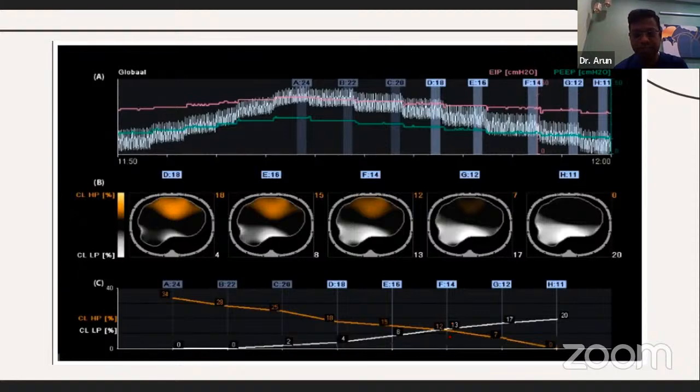So for this patient, set a PEEP of 14. If you are going beyond 14, that will cause over distension. If you are going less than this, that will cause collapse. That is the interpretation of this picture.